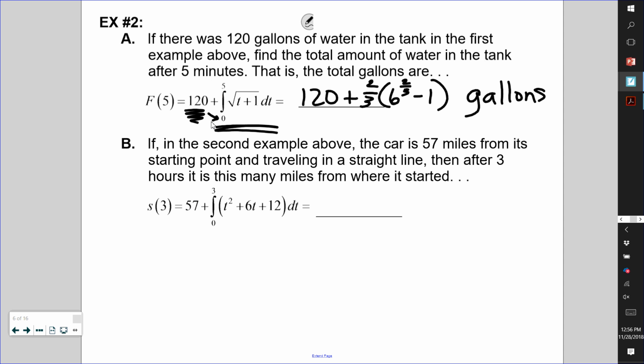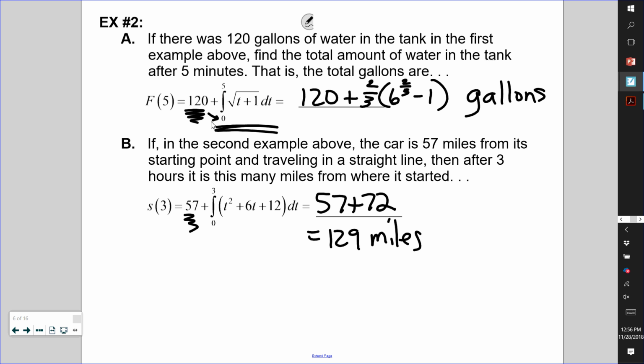Okay? So now for B, let's say we do the second example, but now they're saying it's already 57 miles away from where it started. It's traveling in a straight line. After 3 hours, how far away is it from where it started? So you would have the initial value, 57, plus the integral from 0 to 3. So that'd be 57 plus 72, 129 miles.